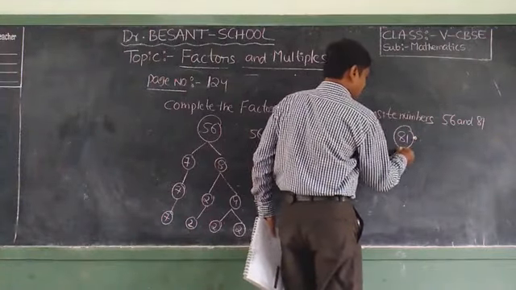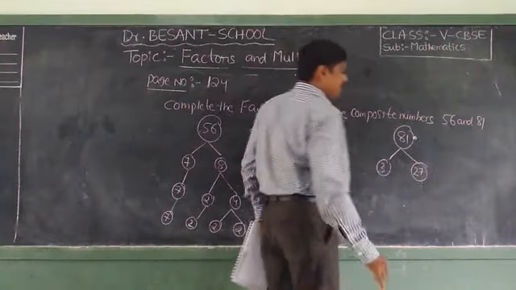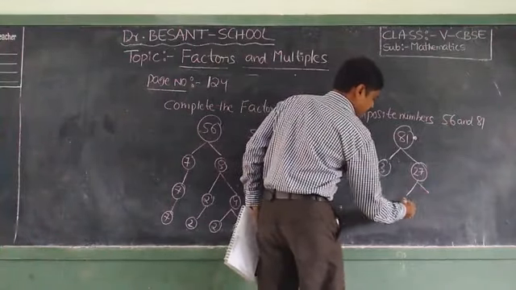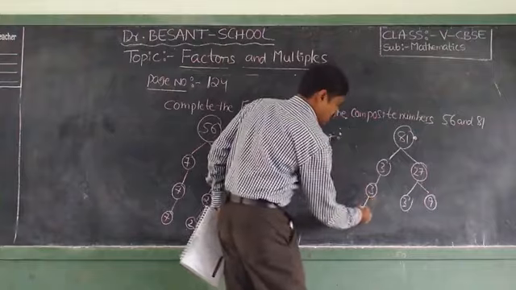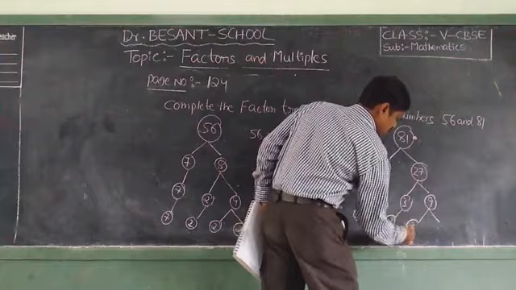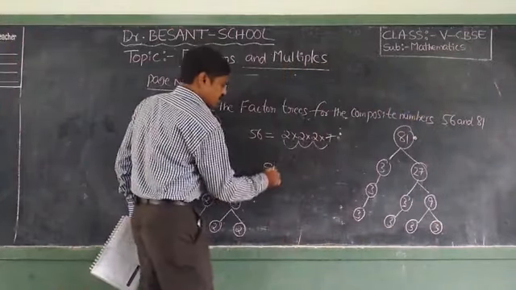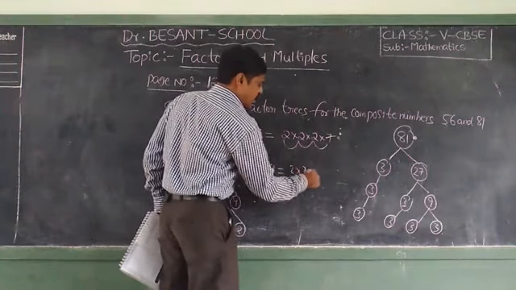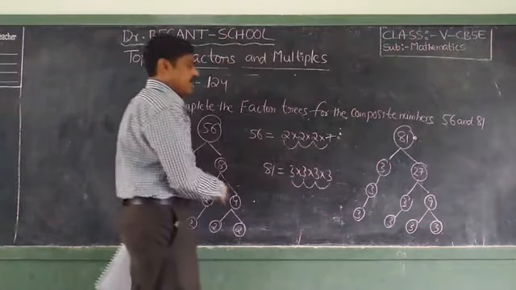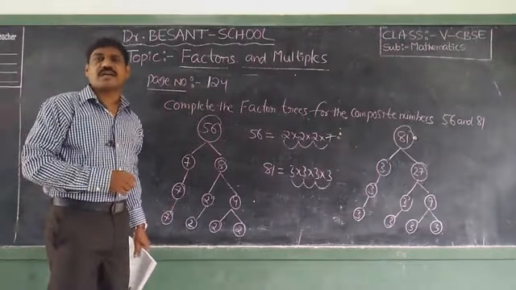Next, about 81. See, 3 27s are 81. This is 3, 3 9s are 27. This is 3, this is 3. So 81 is equal to 3 into 3 into 3 into 3. 3 3s are 9, 9 3s are 27, 27 3s are 81. So this is the factor trees for the composite numbers 56 and 81.